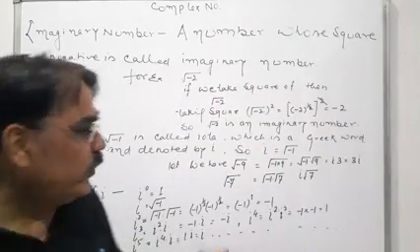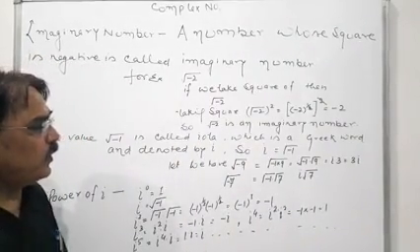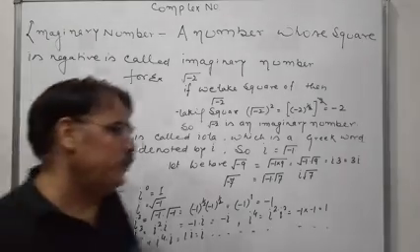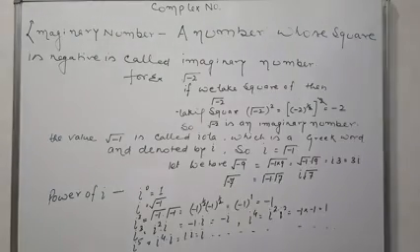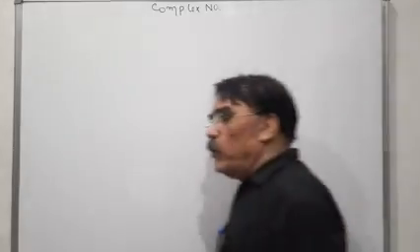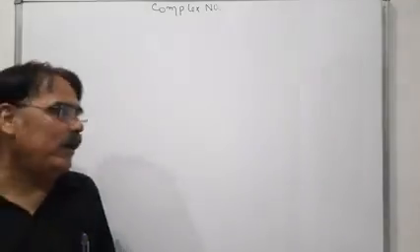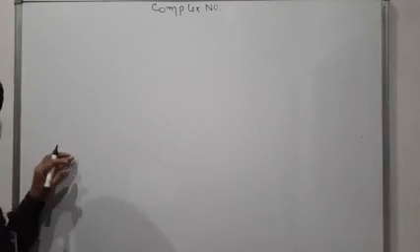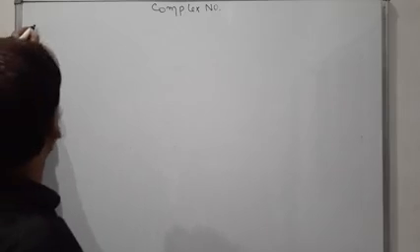But for larger values, we apply a method to find the value of i to the power 200, i to the power 217, i to the power 99 and so on. So we will discuss them. For a higher power value, we use a method. Let's see.